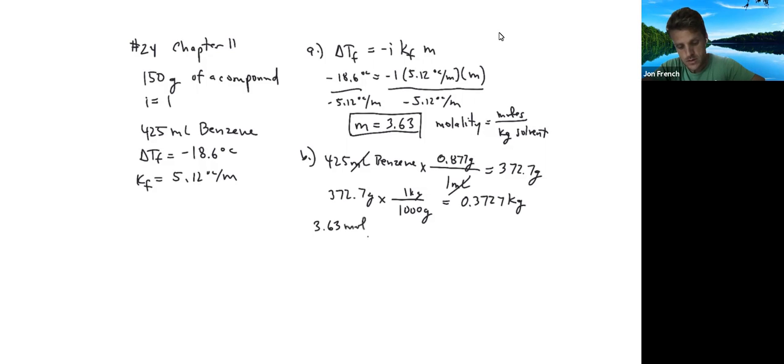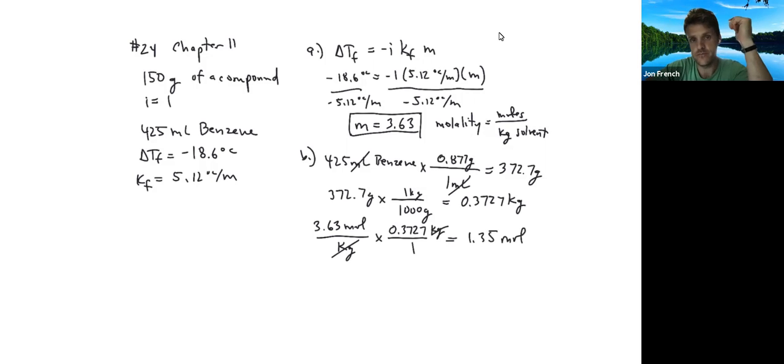Now we can find out how many moles, because we know molality is 3.63 and molality is moles per kilogram. We want to find moles, so we need kilograms to cancel out. I need to have kilograms on top, so I'm going to multiply by 0.3727 kilograms over 1. Kilograms cancel out, and we have approximately 1.35 moles of the unknown. So that's part B.